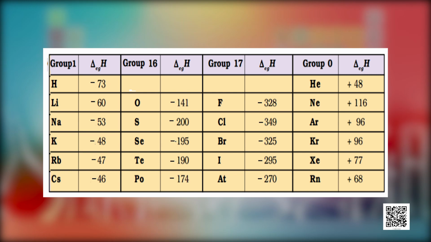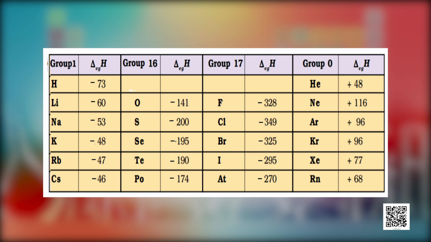The variation in electron gain enthalpies of elements is less systematic than for ionization enthalpies. As we move down a group, we expect electron gain enthalpy to become less negative because the atomic size increases, and with increase in atomic size, the attraction of the nucleus for the incoming electron decreases. Hence, the electron gain enthalpy becomes less negative. However, there are a few exceptions: the electron gain enthalpy of oxygen and fluorine is less negative than that of the succeeding element. Let us discuss why this happens.